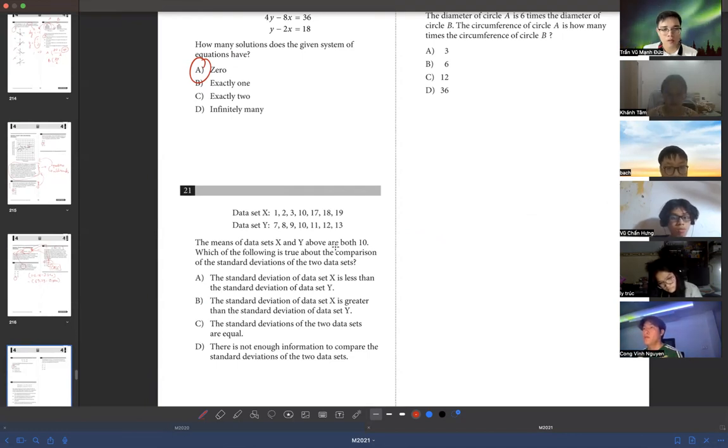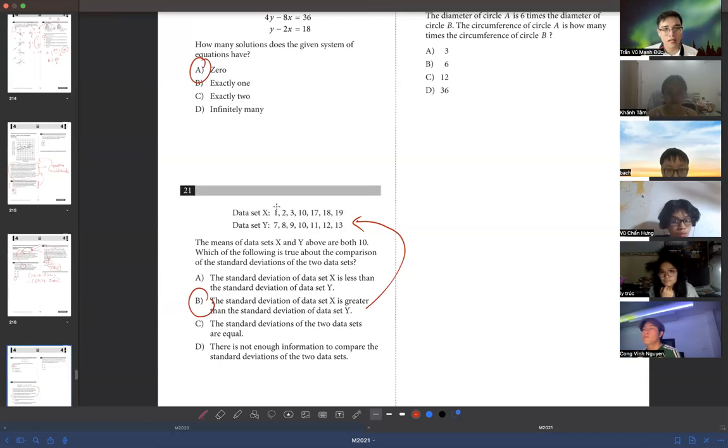21b. The standard deviation of data set X is greater than standard deviation of data set Y. All right, how did you do this? So X has a wider range, while data set Y is confined, so Y would have a smaller standard deviation. Yes. So if it is more compact, it will have a smaller standard deviation, right? And if it is more widespread, it'll be bigger.